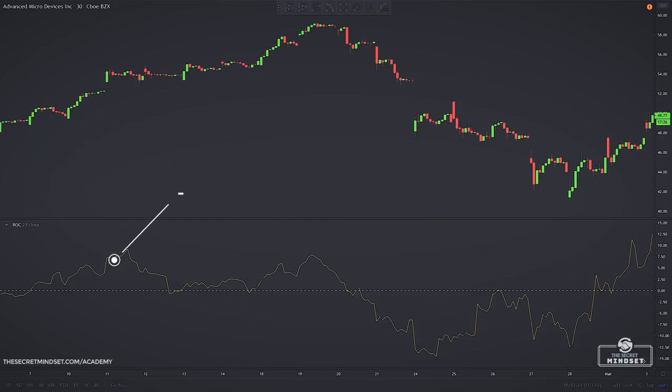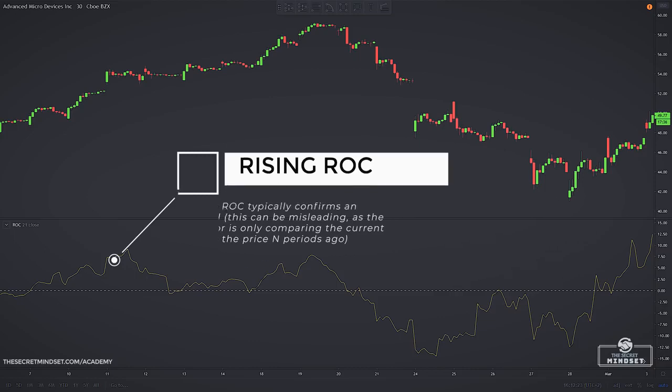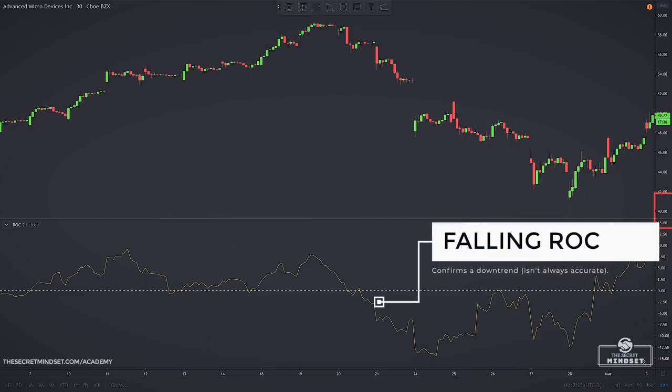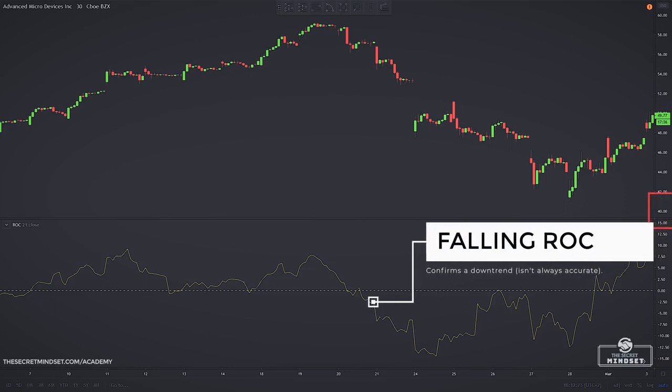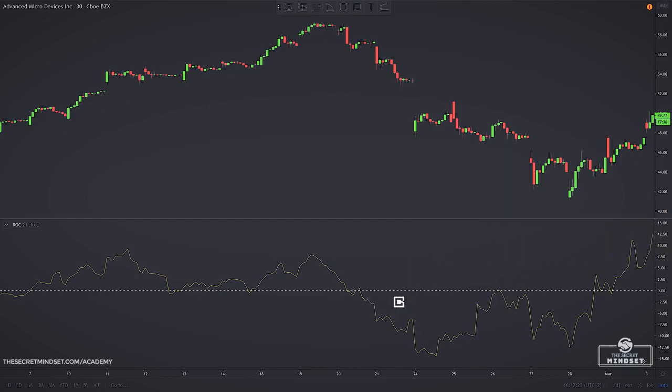A rising rate of change typically confirms an uptrend, but this can be misleading as the indicator is only comparing the current price to the price n periods ago. A falling rate of change indicates the current price is below the price n periods ago. This usually helps confirm a downtrend, but isn't always accurate.